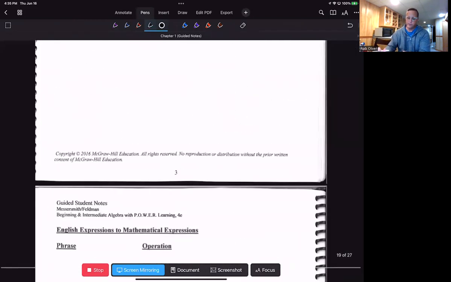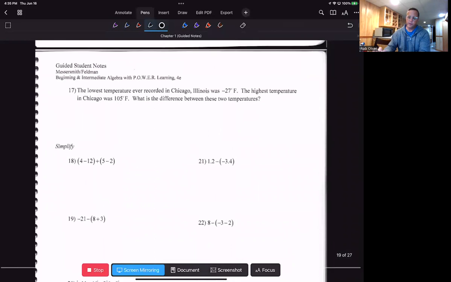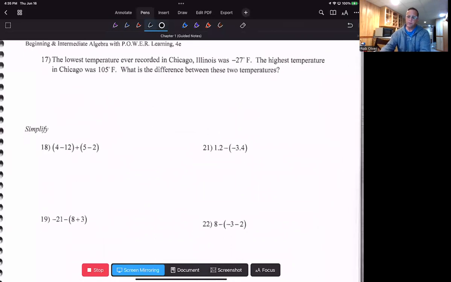All right, next page. We've got some problems here. The lowest temperature ever recorded in Chicago was negative 27 Fahrenheit. The highest temperature in Chicago was 105. I remember that day. What is the difference between those 2 temperatures? The question is asking, what is the difference? Difference means subtraction. So if we set this up as a number problem, we've got negative 27 minus, because it says the difference, 105.